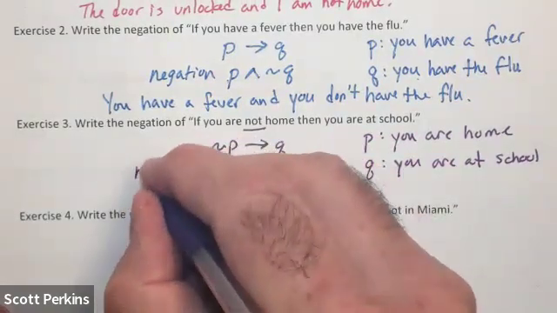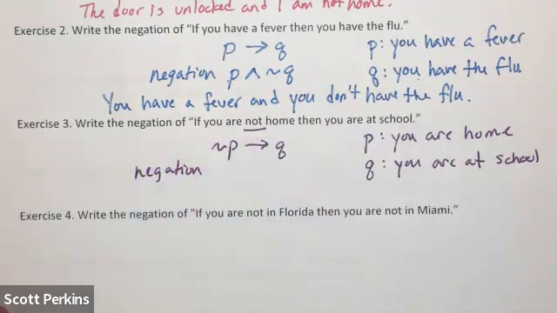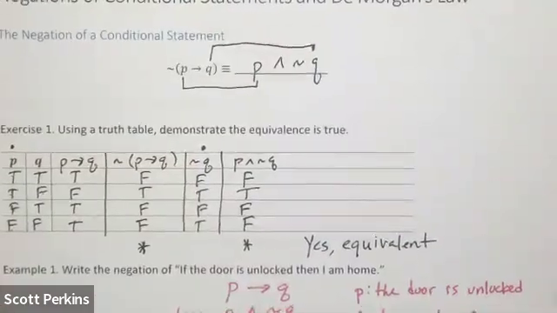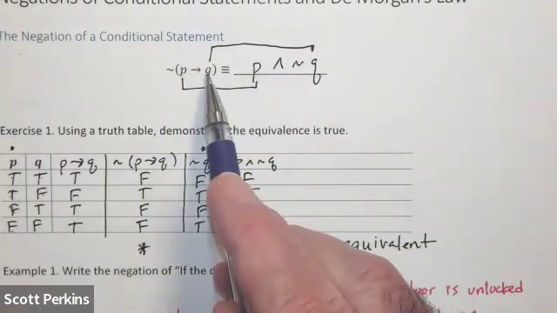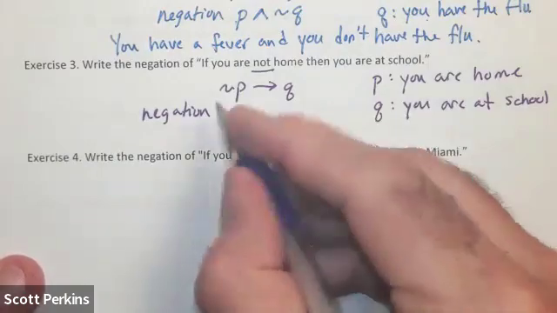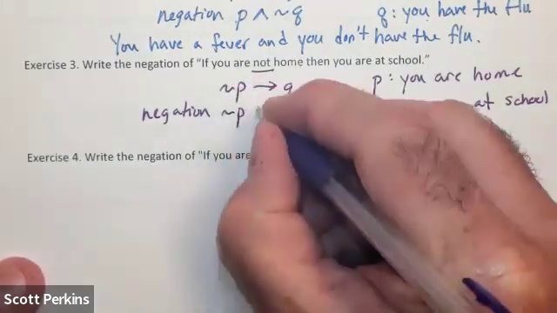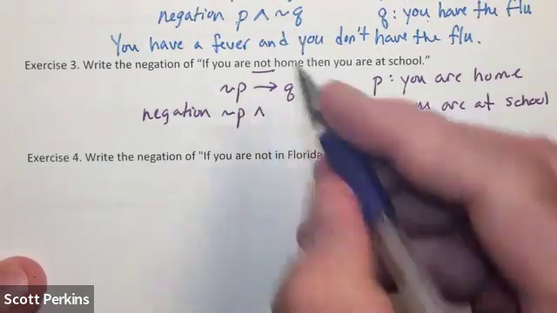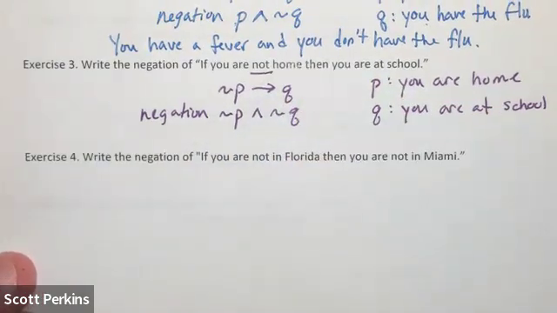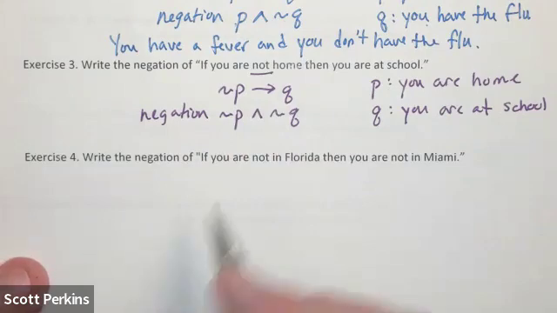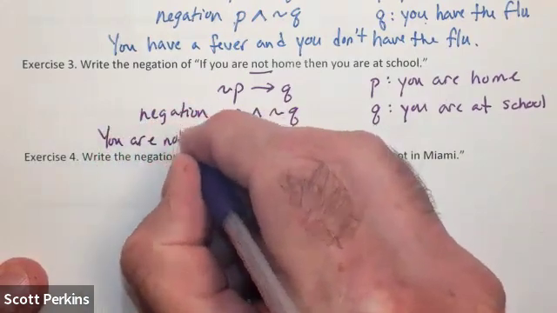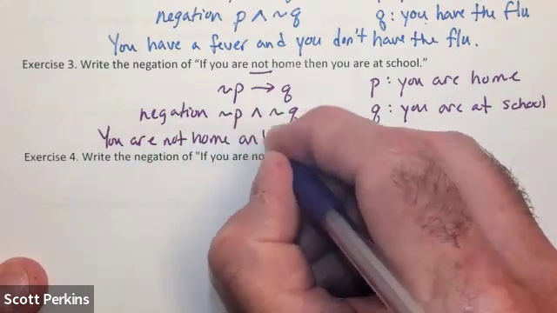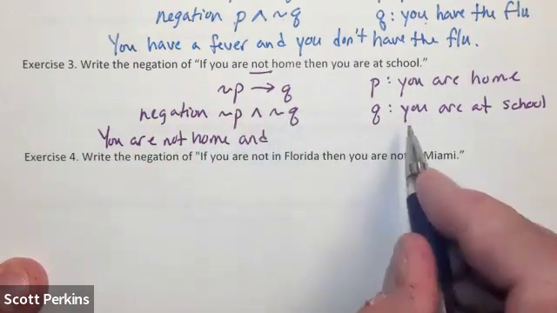Now we're going to negate that. Well, again, what's the rule? The negation of a conditional statement is I leave the condition alone, and whatever the consequence, I negate that, and I connect it with an and. Okay, here goes. I leave the condition alone, squiggly P, and I take the consequence and negate it, so squiggly Q. And now we'll write that in words. So, squiggly P, you are not at home, and squiggly Q, you are not at school.